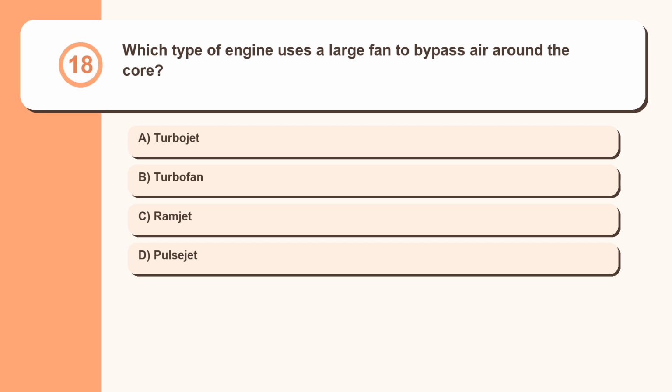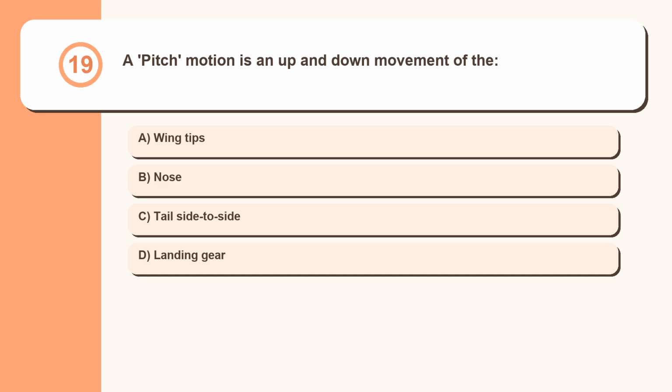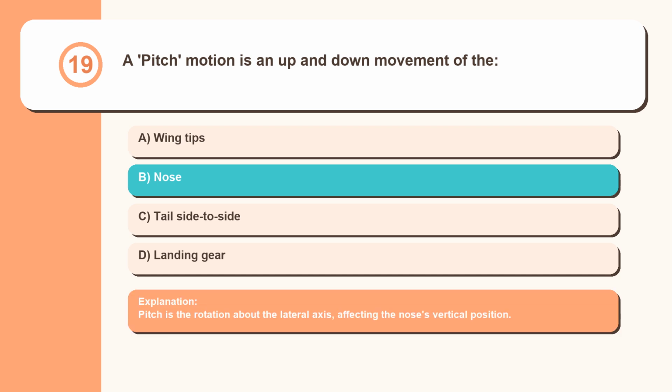Question 18. Which type of engine uses a large fan to bypass air around the core? Turbojet, turbofan, ramjet, pulsejet. Turbofans are efficient because they move a large mass of air at lower velocity. Question 19. A pitch motion is an up and down movement of the nose, wingtips, tail side to side, landing gear. Pitch is the rotation about the lateral axis, affecting the nose's vertical position.